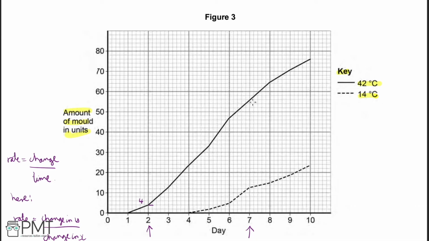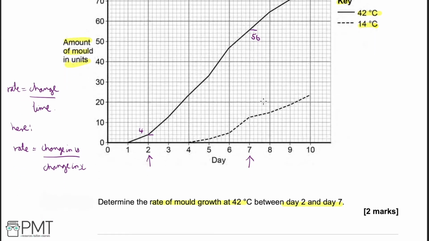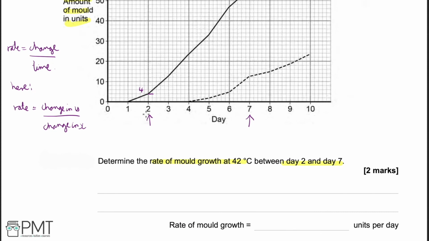Well, at day 2, there are 4 units of mold, and at day 7, there are 56. So the difference between them is 56 minus 4, which is 52. So that's our change in y. Our change in x is 7 minus 2, which is 5. Therefore, our rate is 52 divided by 5, which is 10.4.